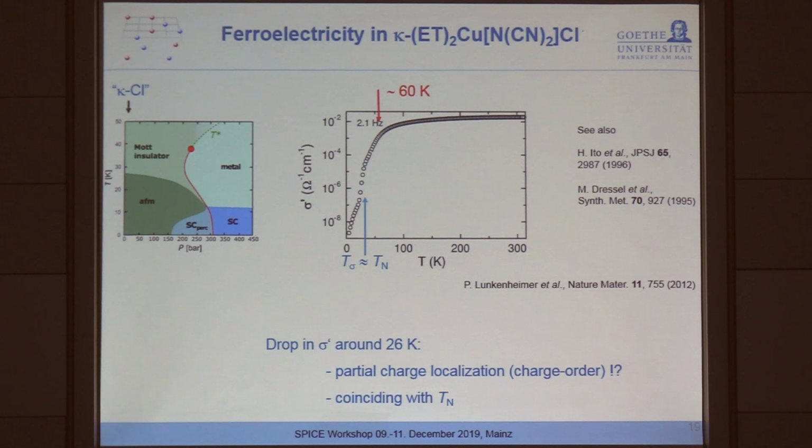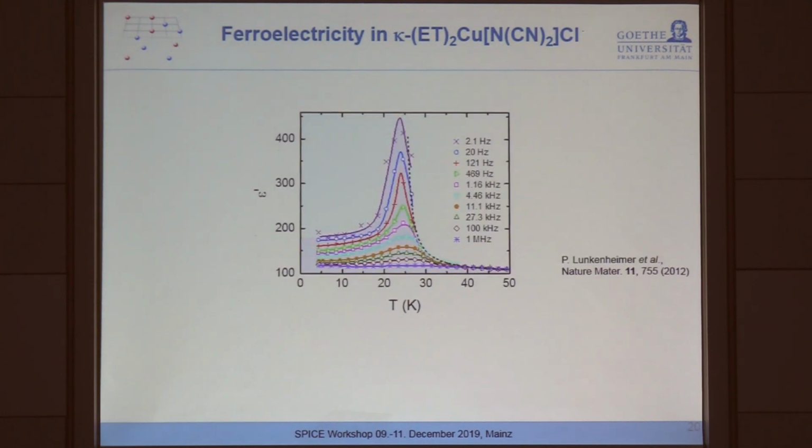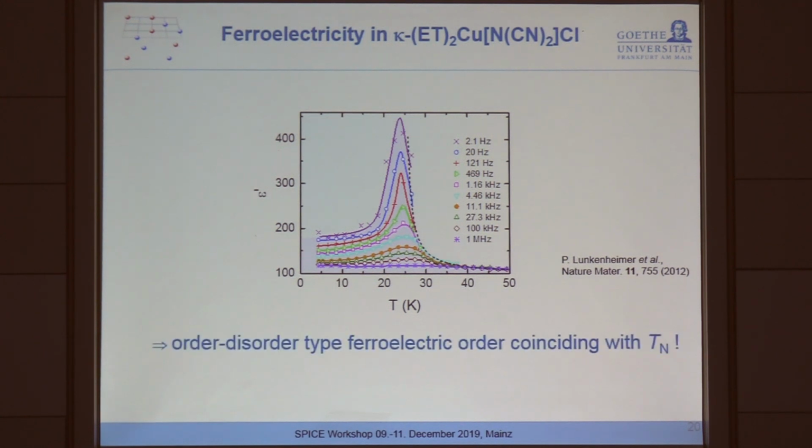And the surprise was even bigger when we looked for the dielectric properties, and this is shown here. What we found is that in the dielectric constant as a function of temperature, there's a large peak in the dielectric constant. The peak height decreases strongly upon changing the frequency of this experiment, but the position remains the same. And this is a typical sign of order-disorder type ferroelectricity, which interestingly now also coincides with the Néel transition. It's the same temperature, 25 Kelvin. So we have two ferroic order parameters. This is a multiferroic approach.